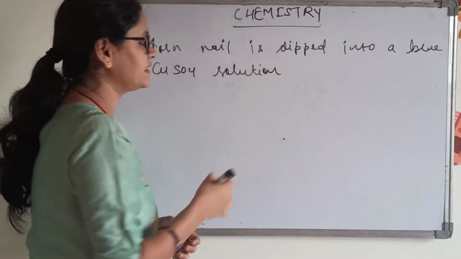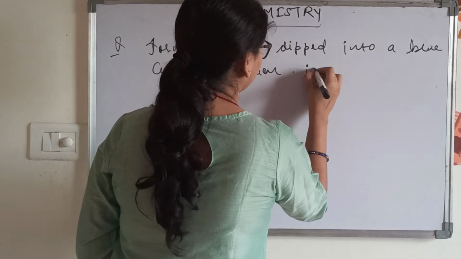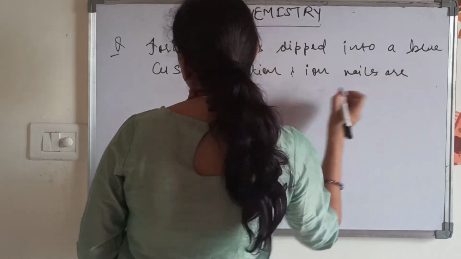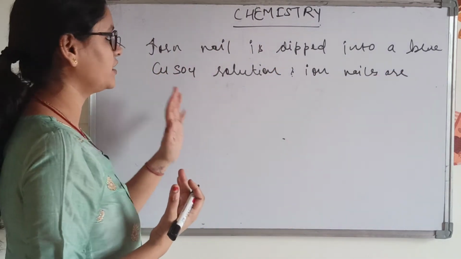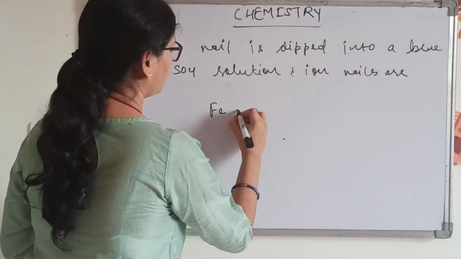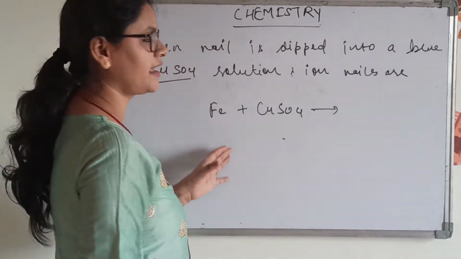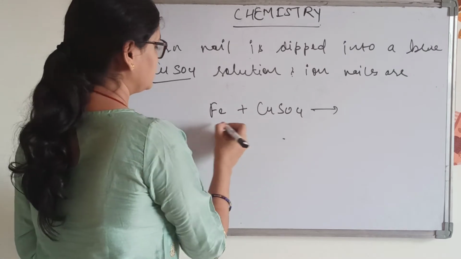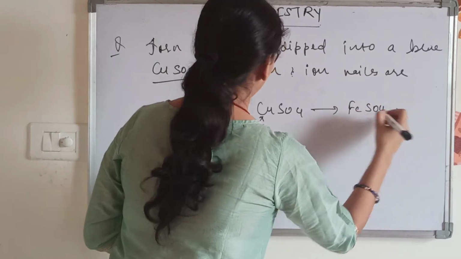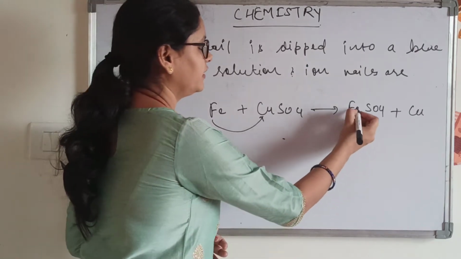Then what will we see after some time? To understand this question, we have to write the reaction. What is happening? See, the iron nail is Fe, and it is dipped in copper sulfate solution. Now, because of the high reactivity of iron, it will replace copper, and we will get FeSO4 plus copper. The copper will be separated out and we will get FeSO4.